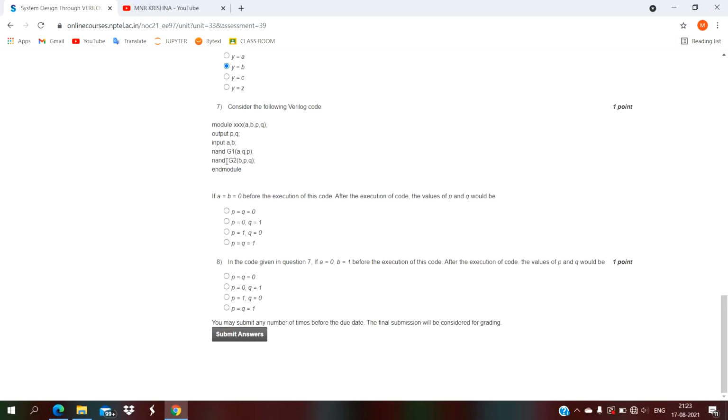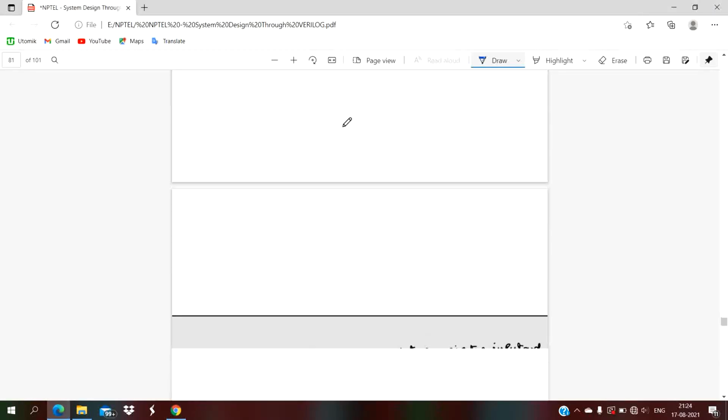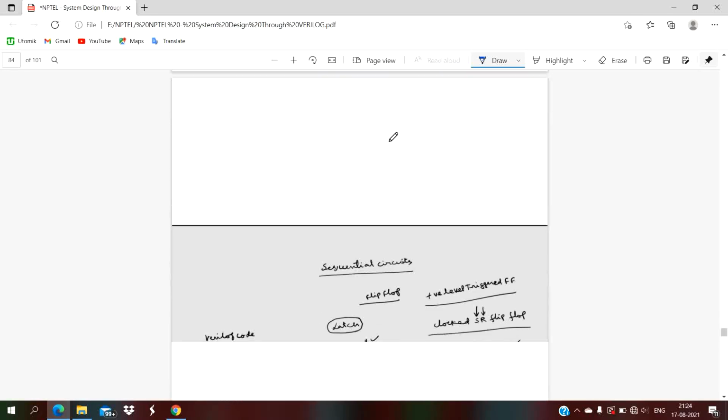Here we are using two NAND gates that feed back the output of one NAND gate to the input of another NAND gate. That means it's a flip flop. For A equal to B equal to 0 before the execution of this code, after the execution of the code, the values of P and Q would be... for a flip flop. Where is that flip flop? Review of flip flops here.